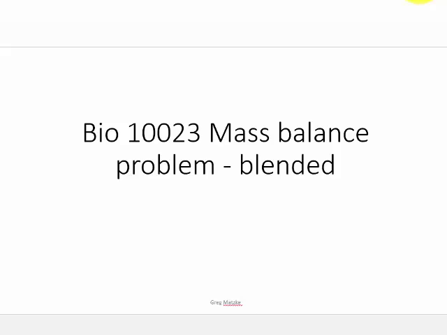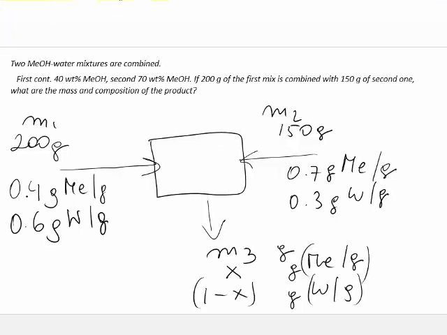Mass balance problems, blended component. Two methanol water mixtures are combined. The first one containing 40 weight% of methanol and the second one 70 weight% of methanol. If 200 grams of the first mixture is combined with 150 grams of the second one, what are the mass and composition of the product?